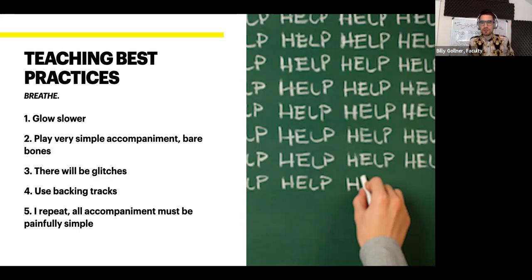Number 4 is use backing tracks. It's better for your students, like we saw in the workshop today with the younger kids, to have backing tracks when they're performing so that you're not accompanying them, and that they just click play and sing along with essentially a karaoke track. Those can be found on YouTube for free.